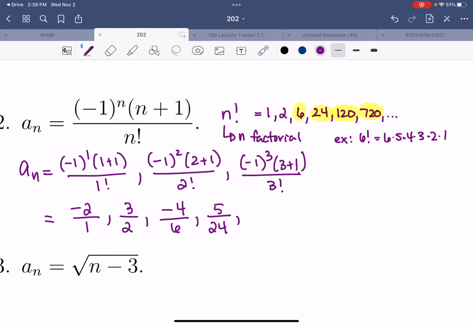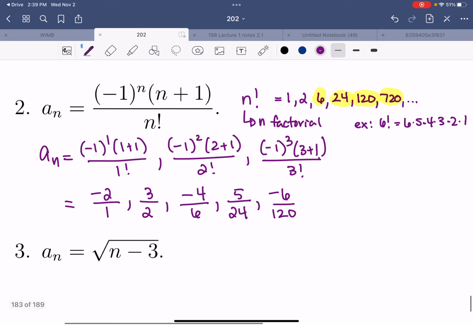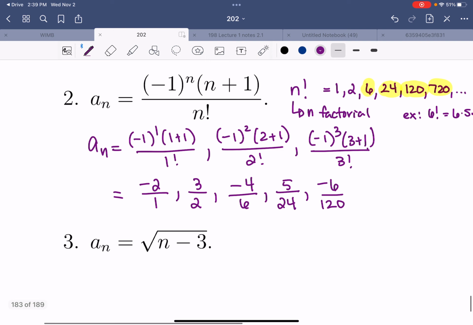And our last one, number 5, negative 1 to the 5th would be negative. 5 plus 1 is 6. And 5 factorial is 120. You're taking 5 times 4 times 3 times 2 times 1. Okay, so those are the first 5 in that sequence.